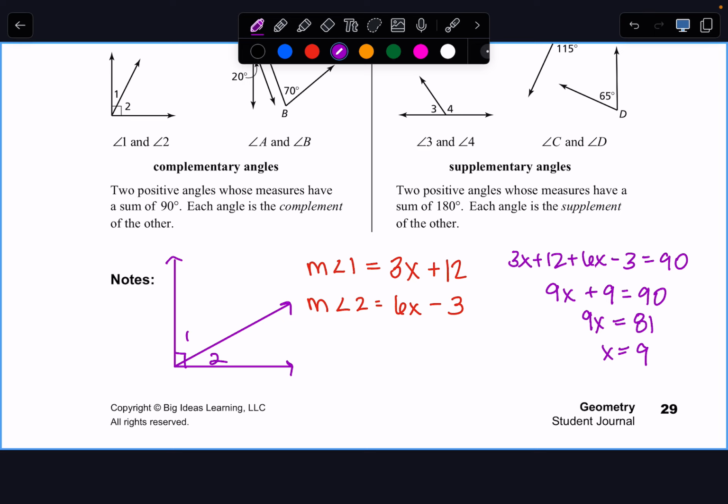Now, let's talk about what the measure of angle 1 and the measure of angle 2 actually equal. So, do you have a question or do you have an answer? Okay, so if x equals 9, then we can come back here and say the measure of angle 1 is 3x plus 12, which is what? Avery? How much is it? You got it.